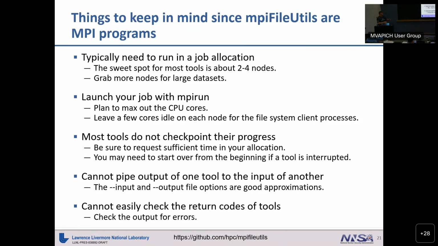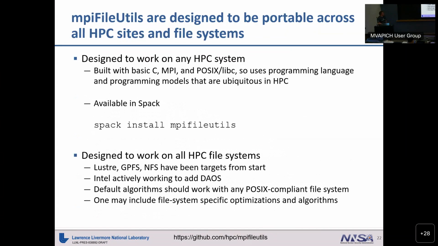Some of the tools can leave things in a bad state, like DCP, if you get stuck halfway. Other tools pick up naturally, like DRM and dsync. You can't use the Linux pipe, so you can't pipe them together like you would want to in a Linux shell. But the input and output options provide pretty good workarounds for that. And right now, to determine whether the tool succeeded or not, you just look at the standard output, right? So we don't record the error code very well yet.